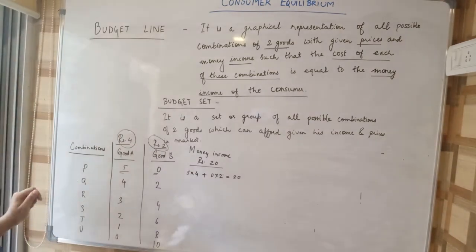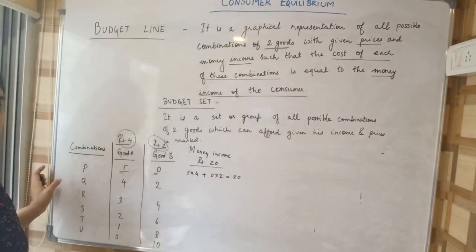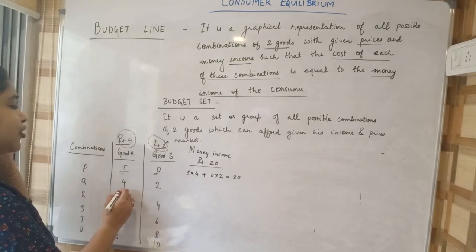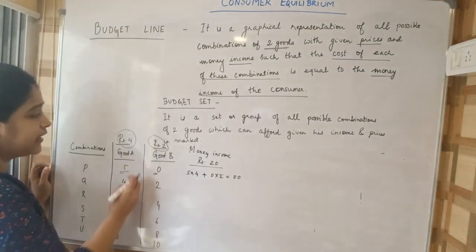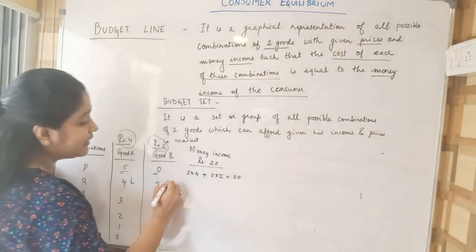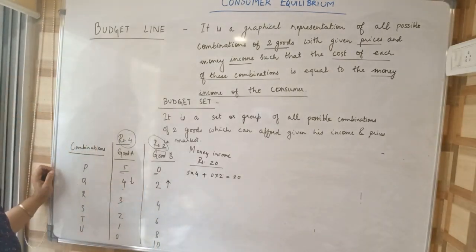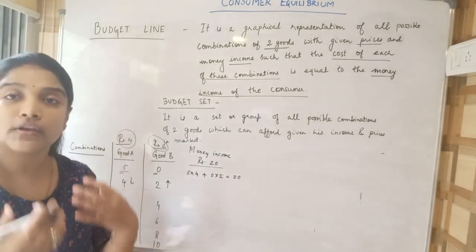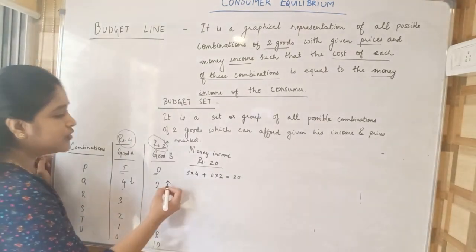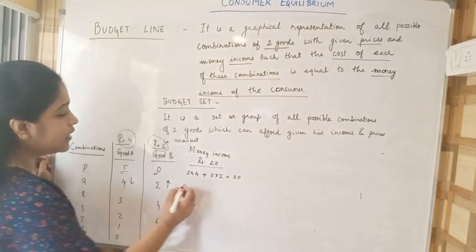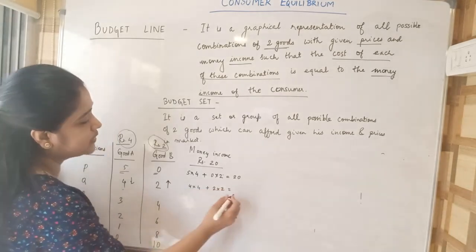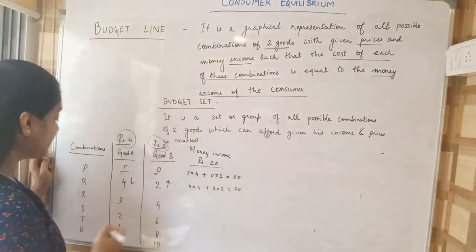Yes or no? Next, for Q combination, let us check whether this is okay or not. Say the consumer is buying 4 units of good A. So he's reducing one unit of a good to increase his purchase of another good. As I told you, for increasing the purchase of one good, we have to sacrifice another good. So this has been increased, this has been decreased. So 4 into 4 plus 2 into 2, that gives you 16 plus 4, that is 20. Again, this is coming as 20.